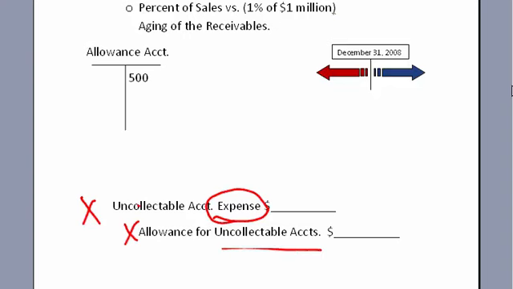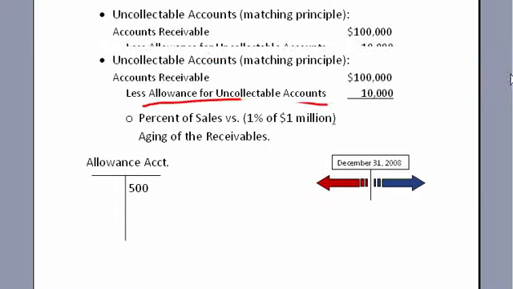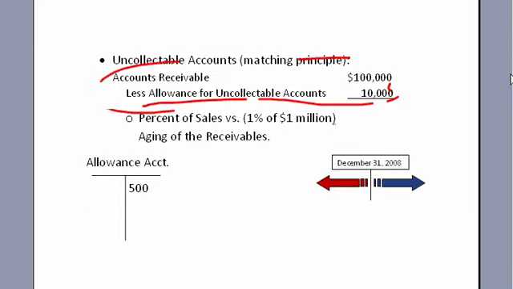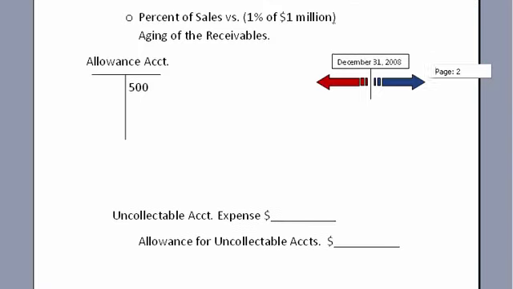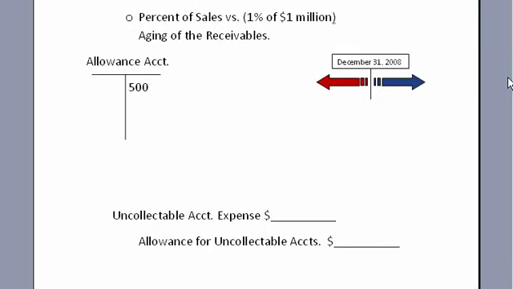Then the allowance for uncollectible accounts, or the old name was allowance for doubtful accounts. That's your balance sheet item, because as we saw up above, that is the contra account to our accounts receivable. There's two methods of doing it. The first one is percent of sales. So number one is percent of sales.